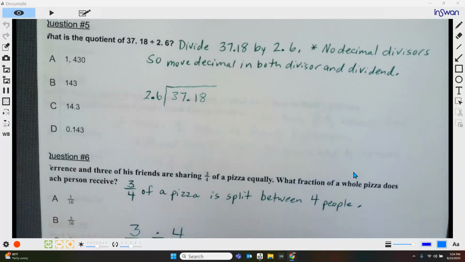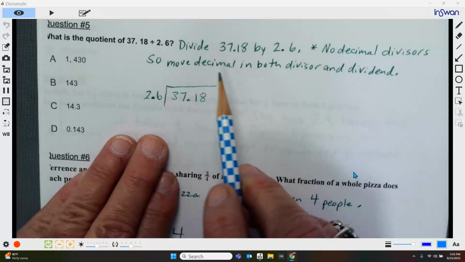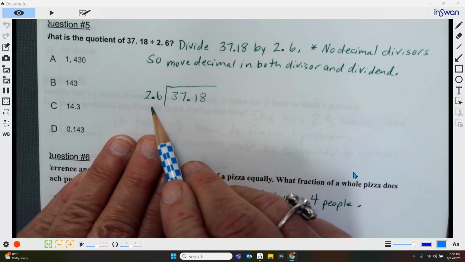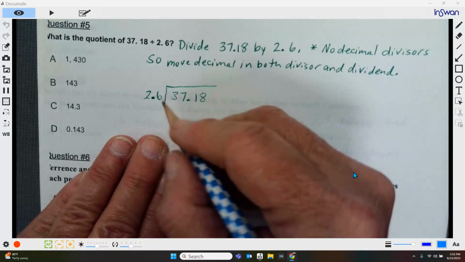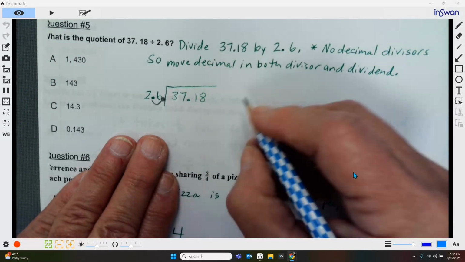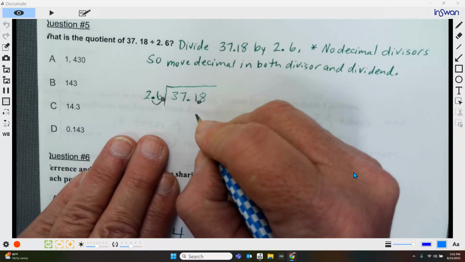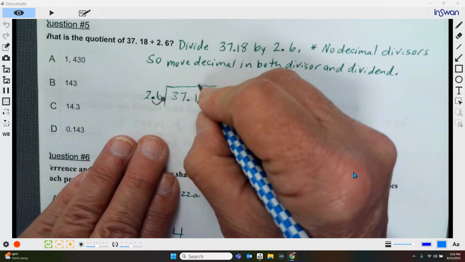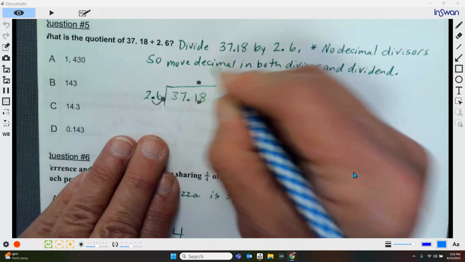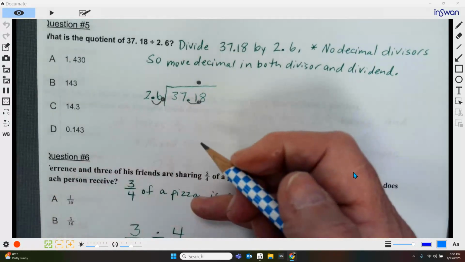It says, what is the quotient of 37.18 divided by 2.6? So we're going to set it up for the standard algorithm. You would write it like this, but you cannot have a decimal divisor. Remember, if you have a decimal in the divisor, you have to move your decimal so that you're dividing by a whole number, which means that 37.18 becomes 371.8, and we'll have a decimal in our quotient. We had to move it in both places the same number of times.